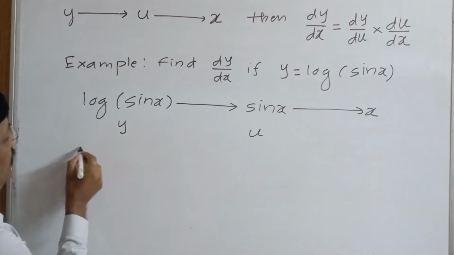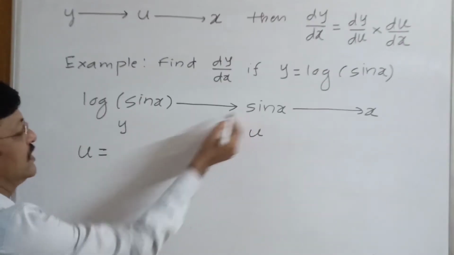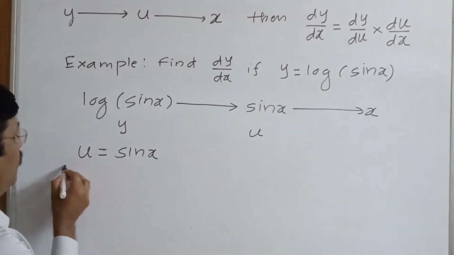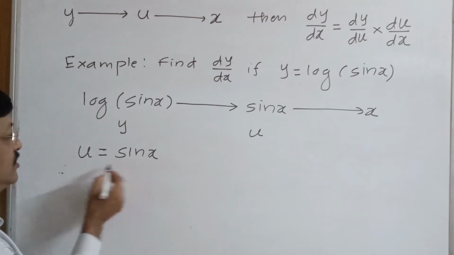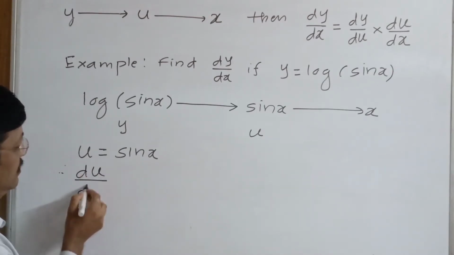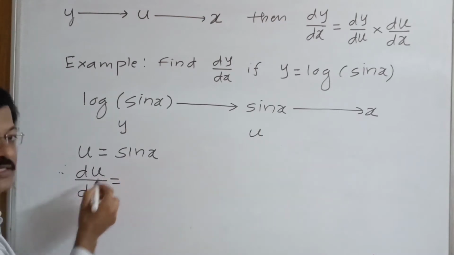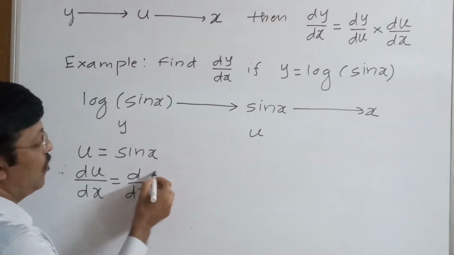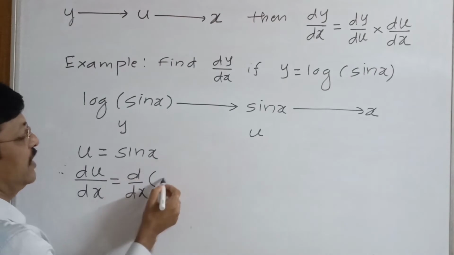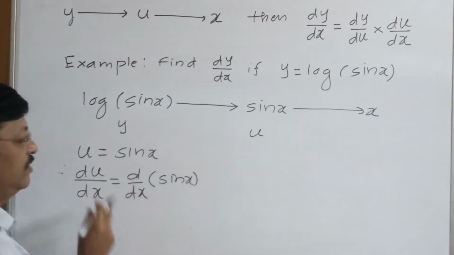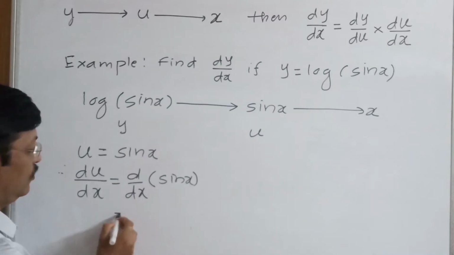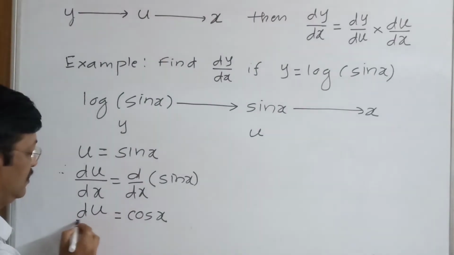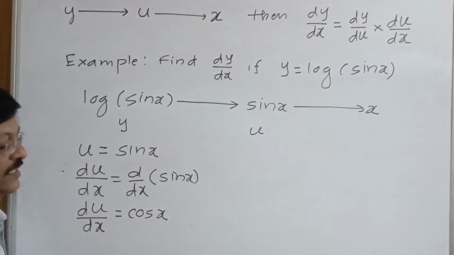Now u is taken equal to sin x. Therefore, differentiating with respect to x, I will get du by dx is equal to, du by dx means derivative of u with respect to x, which is d by dx of u. U is sin x. Now d by dx of sin x is equal to cos x. So du by dx is equal to cos x.